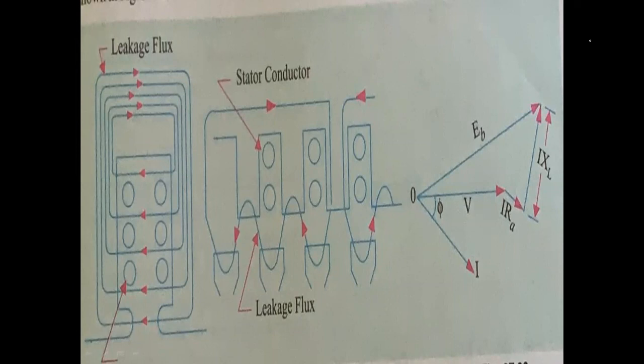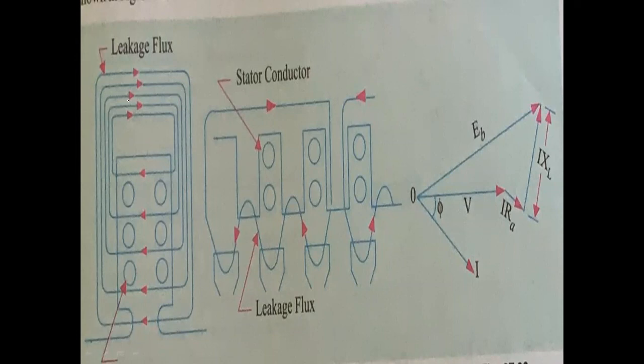So various leakage fluxes I am showing you here. See, this is one type of sinusoidal leakage flux, and this is another leakage flux. This will not cross the air gap. This will be flowing in its own direction. That is called leakage flux.